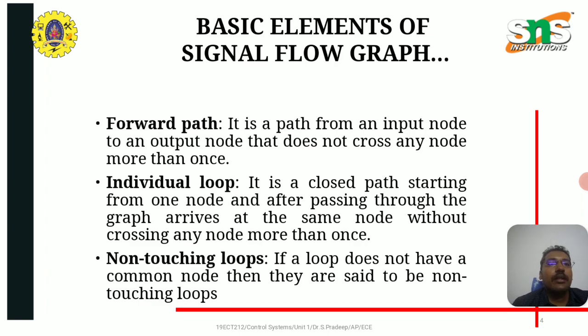Forward path. It is a path from an input node to an output node that does not cross any node more than once. Individual loop. It is a closed path starting from one node and, after passing through the graph, arriving at the same node without crossing any node more than once.